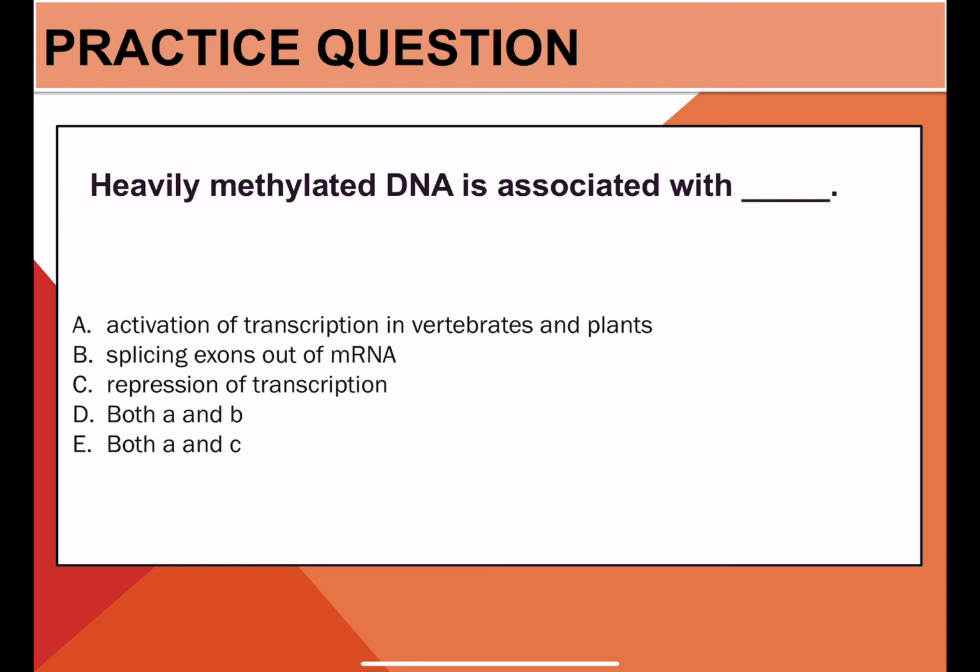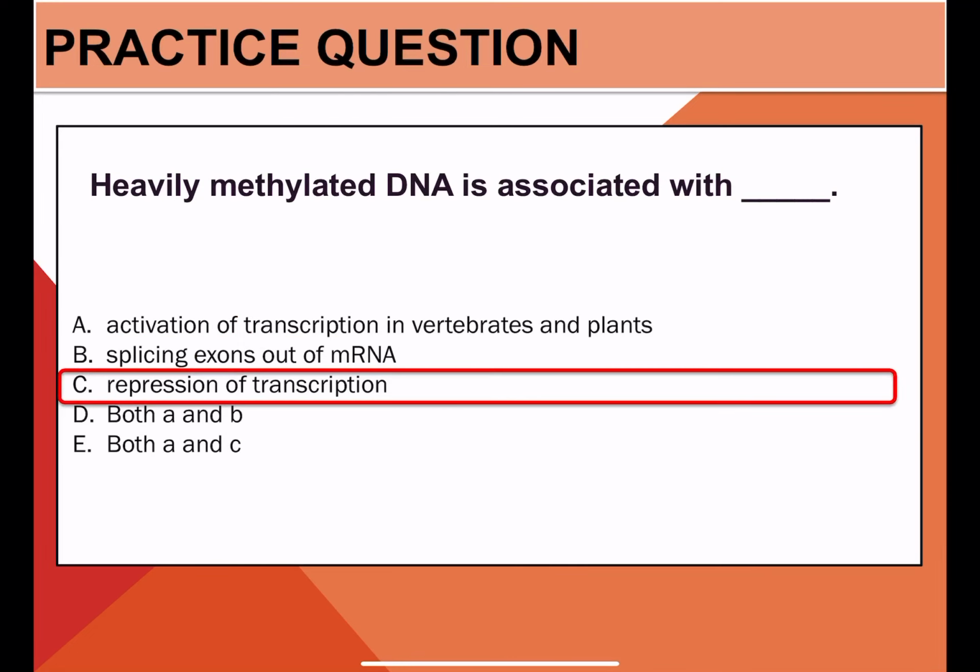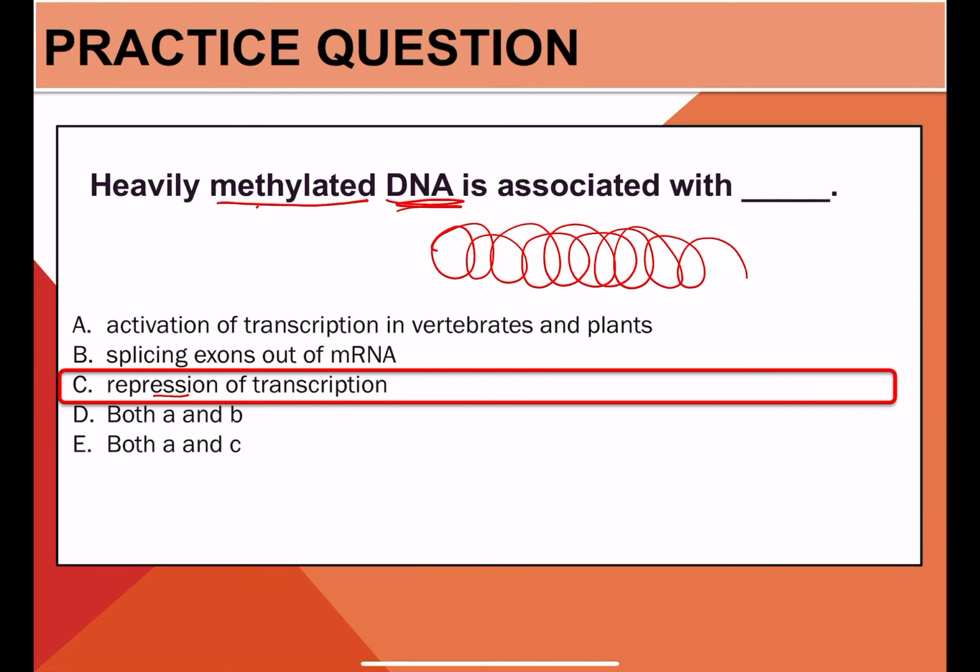Heavily methylated DNA is associated with repression of transcription, because this is talking about methylated DNA, not histones. Methylated DNA always represses transcription because it will lead to tight coiling of the DNA around the histone proteins. And remember that methylation of DNA usually happens on the cytosine.